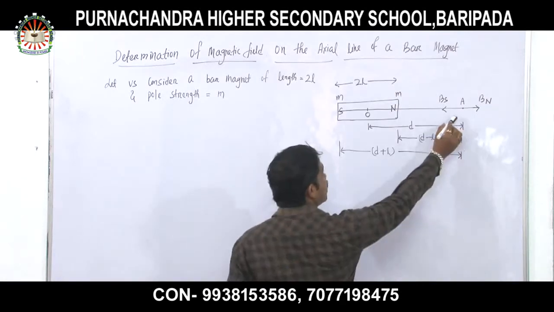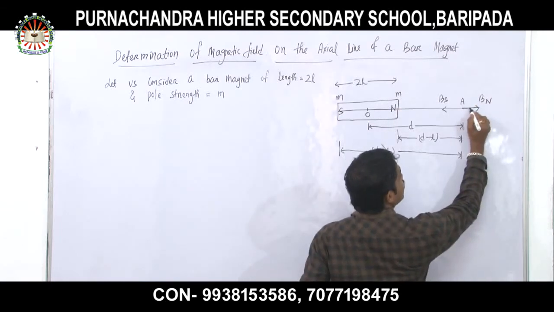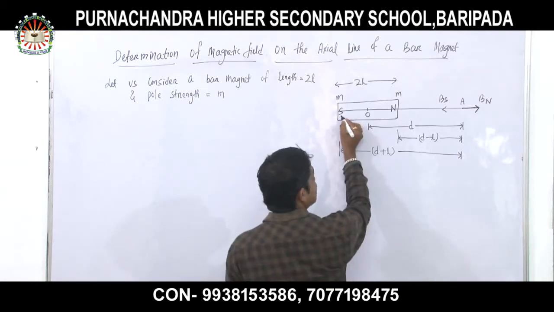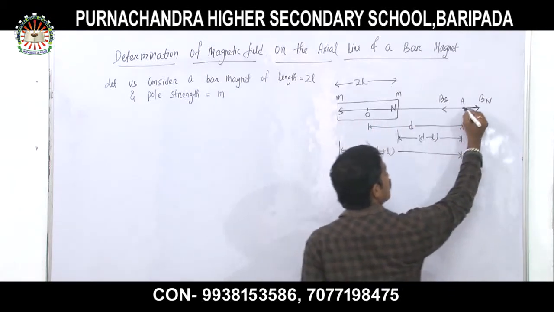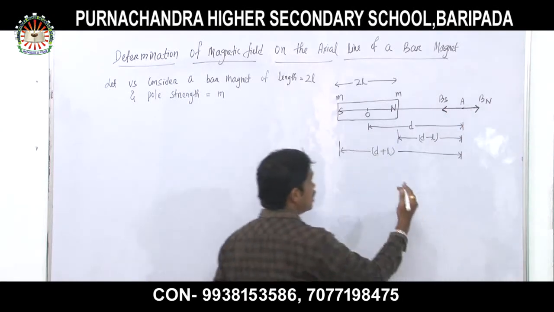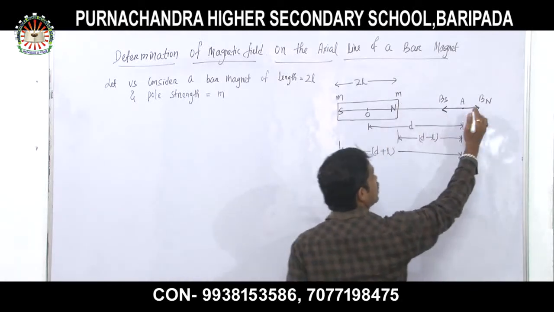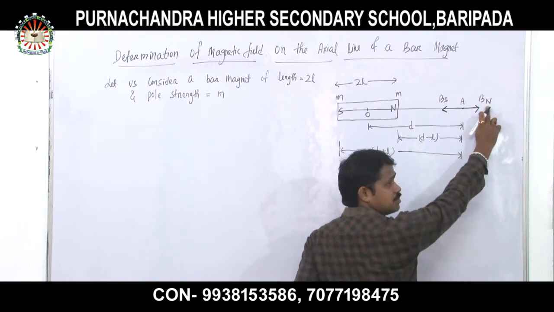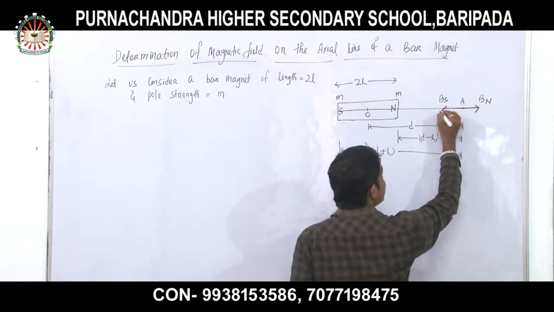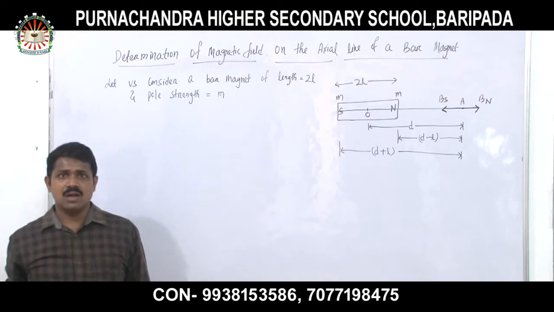As you have seen in this figure, due to this north pole at point A, the magnetic field is in this direction, outward, emerging out. And due to this south pole at point A, this is the direction of the magnetic field, that is, inward. Again I will repeat. Due to the north pole, the magnetic field direction, denoted as Bn, is outward, and this Bs direction due to the south pole is inward. Understood all of you?